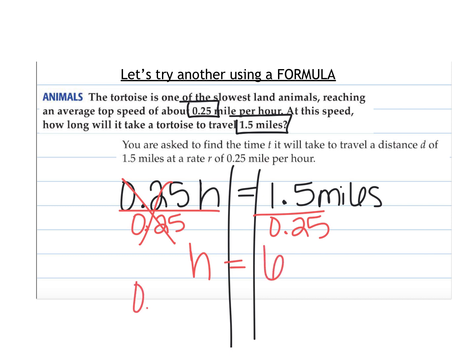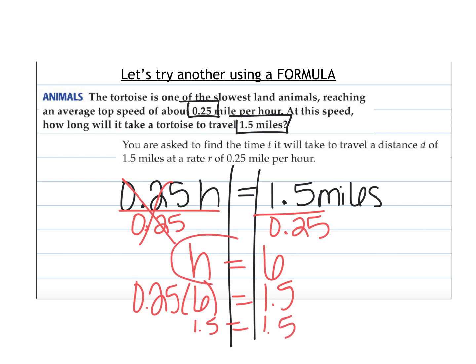So then let's check that. 0.25 times 6 is 1.5, which it is. So then we know that at this speed, how long will it take a tortoise to travel 1.5 miles? It would be 6 hours.